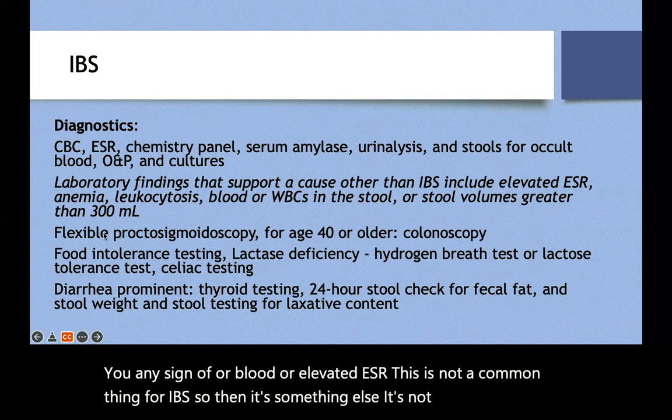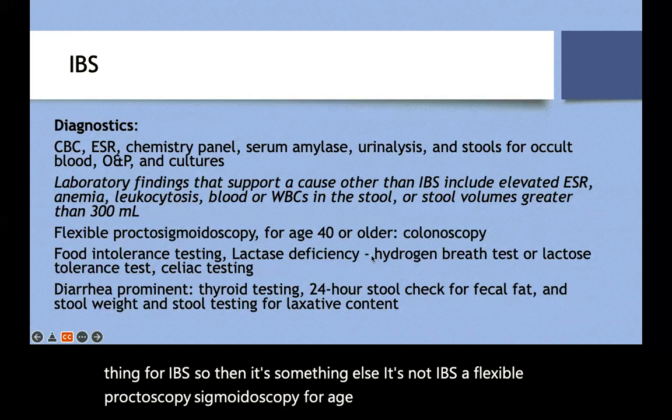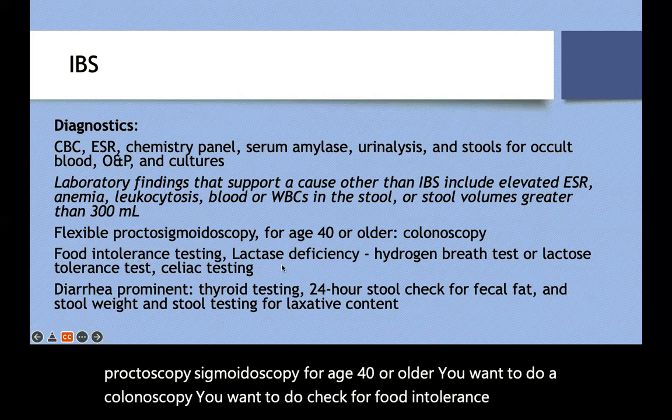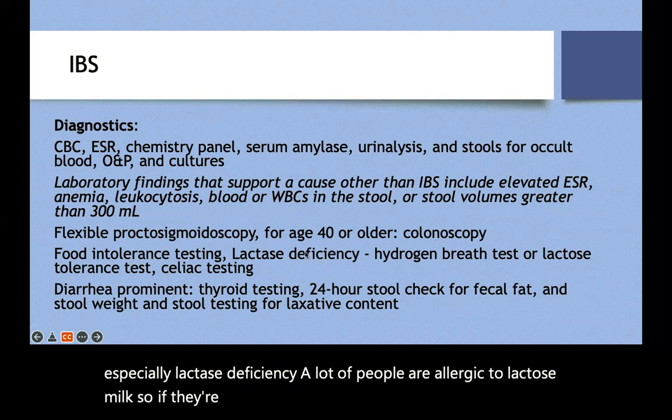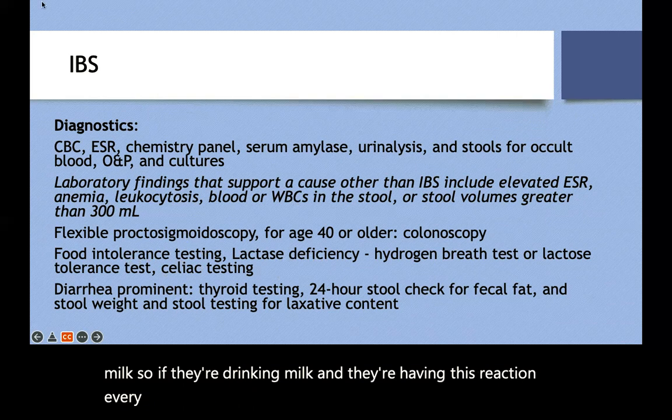A flexible proctosigmoidoscopy for age 40 or older. You want to do a colonoscopy. You want to check for food intolerance testing, especially lactase deficiency. A lot of people are intolerant to lactose, you know, milk. So if they're drinking milk and they're having this reaction every time they drink milk, they have to go to the bathroom.